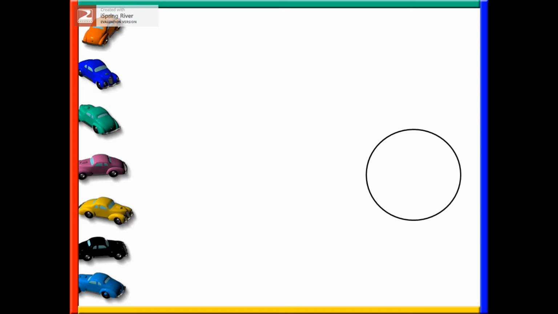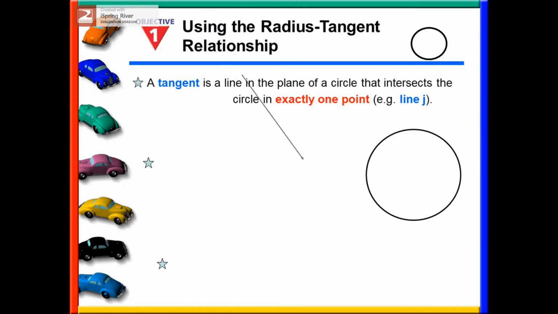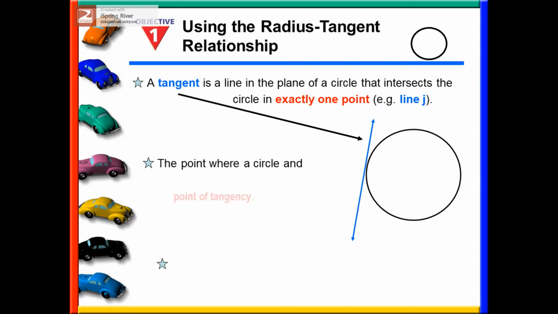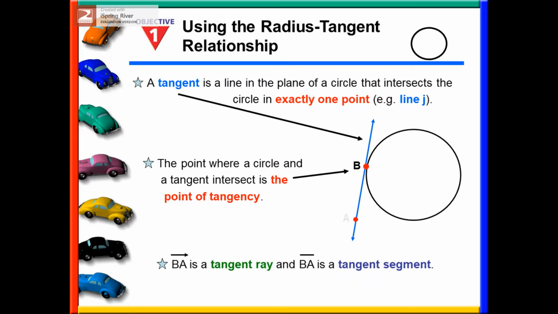Using the radius-tangent relationship. What is a tangent? A tangent is a line in the plane of a circle that intersects the circle in exactly one point. For example, line J. What is a point of tangency? This is the point where a circle and a tangent intersect, and that is point B. Next, ray BA is a tangent ray, and line segment BA is a tangent segment.